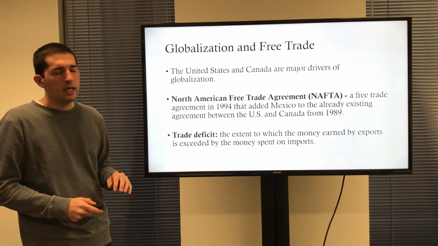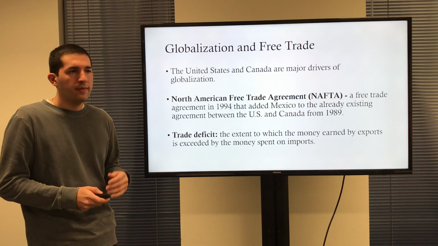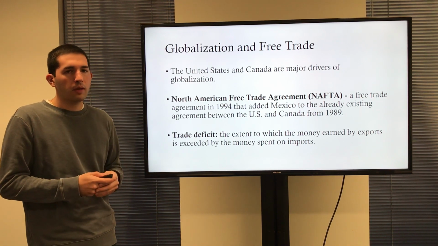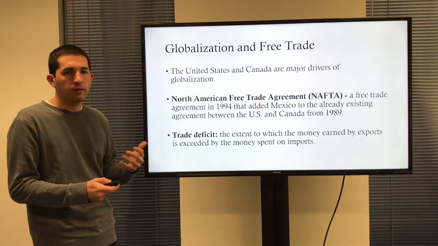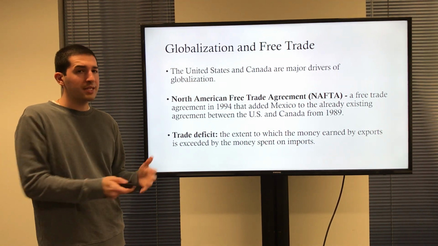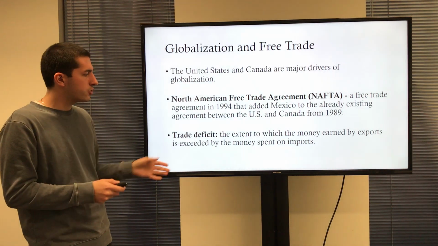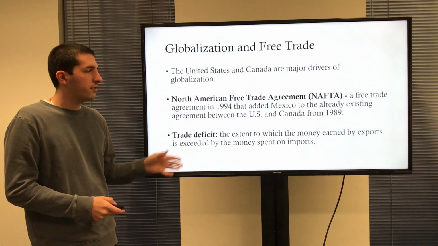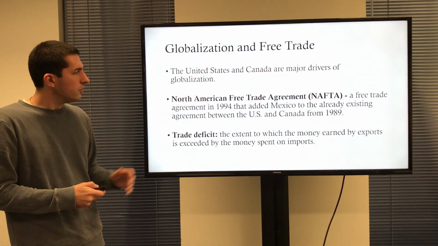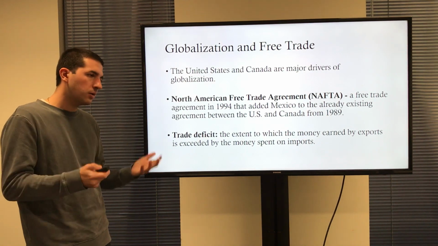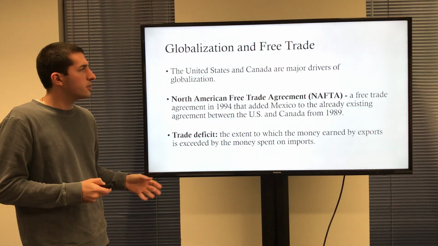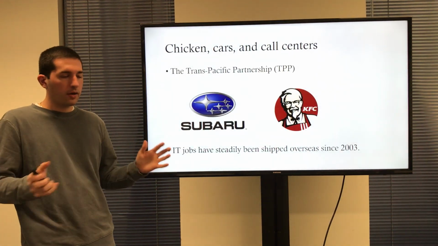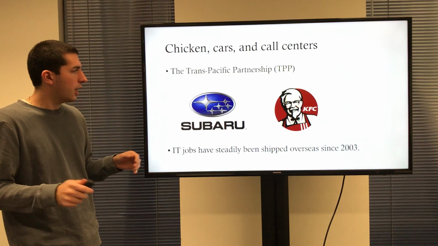Now, as a result of this inclusion with Mexico, the United States incurred a trade deficit with Mexico, whereas before the effects of NAFTA, the United States in trading with Mexico was to the tune of a positive $1 billion, and now they have a trade deficit, a deficit meaning a negative, of roughly $57 billion in terms of that economic relationship now. So you can see that it has had certain effects on the American economy. Chicken, cars, and call centers. What do these all have in common? Well, I'll tell you in just a moment.